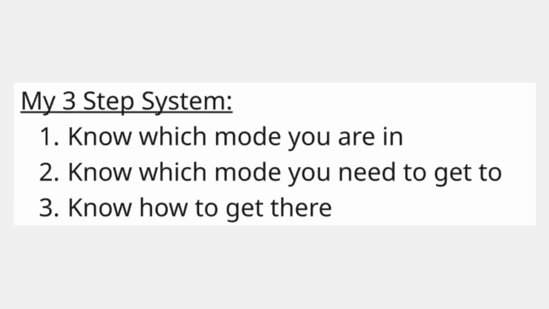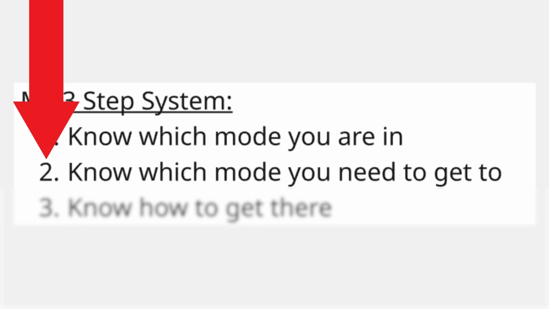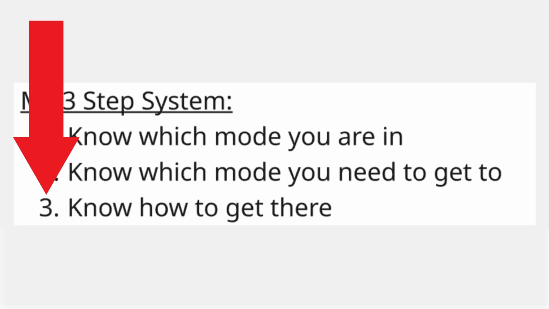Print this out and commit it to memory. Step 1, know which mode you are in, the most important step. Step 2, know which mode you need to get to. This will come with time as you learn more about Vim in this course through your own research and above all, experience. Step 3, know how to get there. That is, the mode you need to get to perform a particular action.